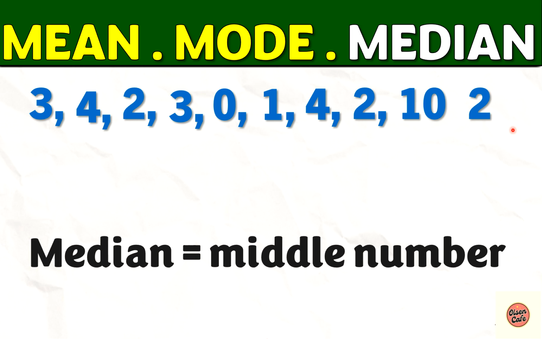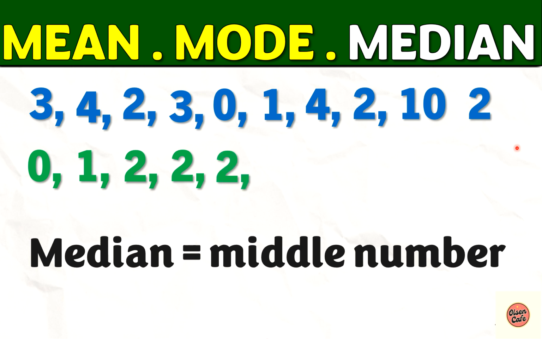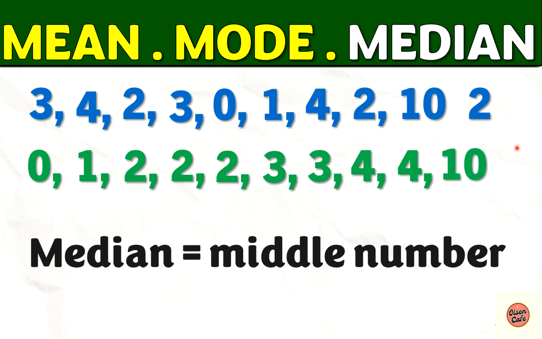So let's take a look. The smallest number over here is 0, so I'm going to start off with 0. Then the next smaller number is 1, followed by 2, then 3, followed by 4, and the last one is 10. Once the numbers are arranged in ascending order, I am able to find where the middle number is.